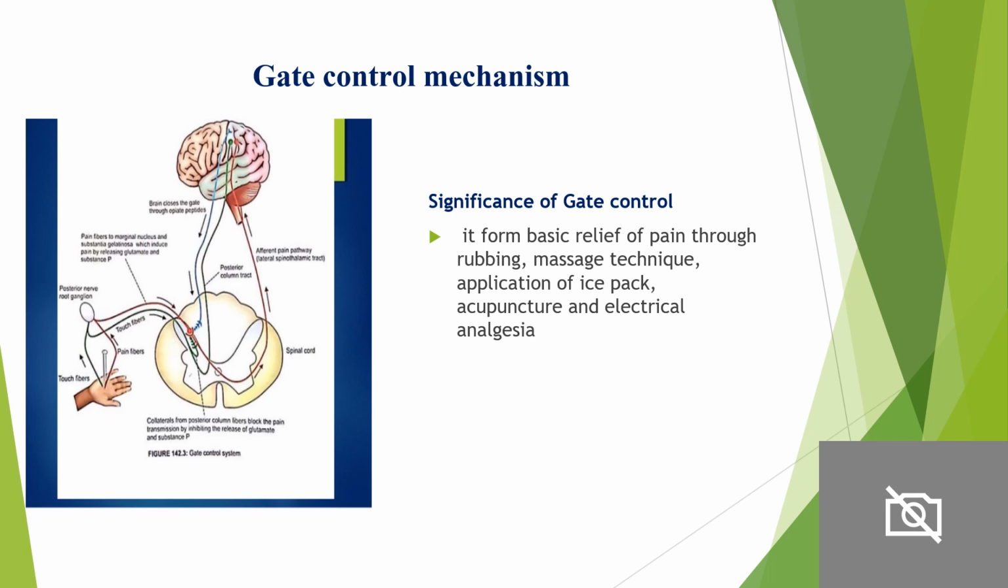Thus the pain relief takes place. So this is the important concept. Along with pain, the touch receptor is also activated, and the touch sensation gives inhibitory signals through the descending fiber that will inhibit the transmission of pain from the first order to the second order neuron. Where is this applicable? It is applicable mainly in rubbing or massage techniques, application of ice pack, acupuncture, and electrical analgesia. In all these techniques, the gate control mechanism takes place, and that will relieve the pain in our body.